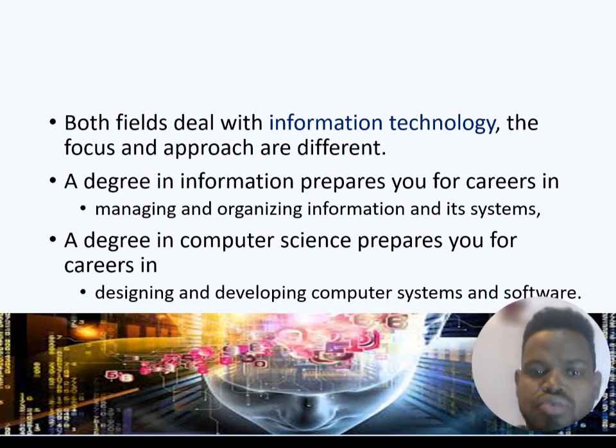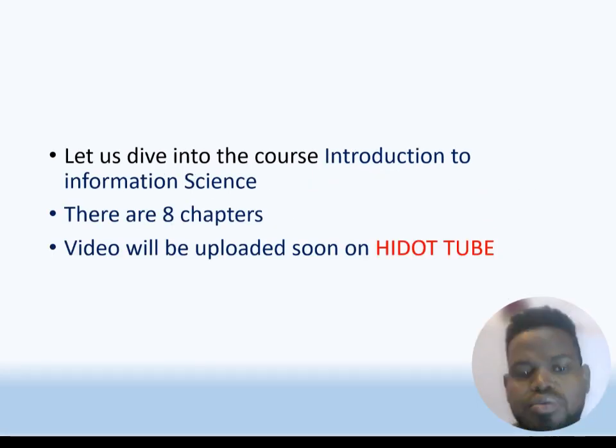A degree in information science prepares you for careers or jobs in managing and organizing information and its systems, maybe business systems or any system. Maybe it's the career of an information professional. The other one is that a degree in computer science prepares students for careers in designing and developing computer systems and software, like algorithms or developing smart software. That will be the issue which is covered in computer science.